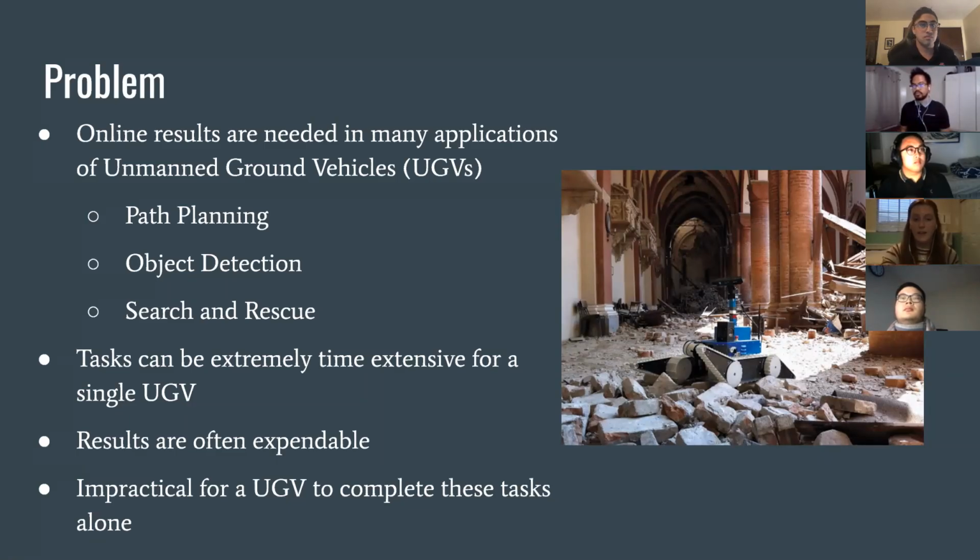Because of this lag, oftentimes results end up being so outdated that they become expendable. Due to this reason, it is very inefficient and impractical for a UGV to complete such big tasks without help from additional nodes.